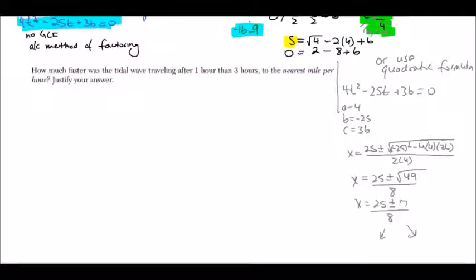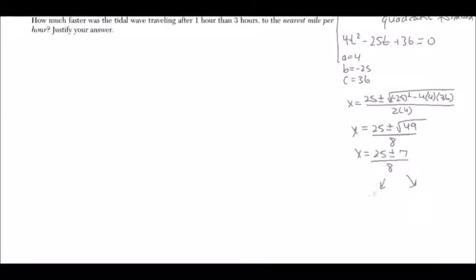Now split that into your two answers. We've got 25 plus 7 over 8, which is 32 over 8. And that is 4. So our t is 4. Remember, it's x, but we're really solving for t here. And 25 minus 7 over 8, which would be 18 over 8, which is 9/4. So t is equal to 9/4.